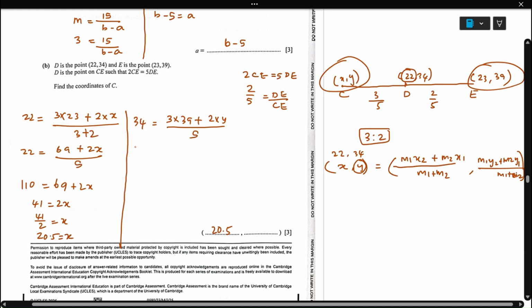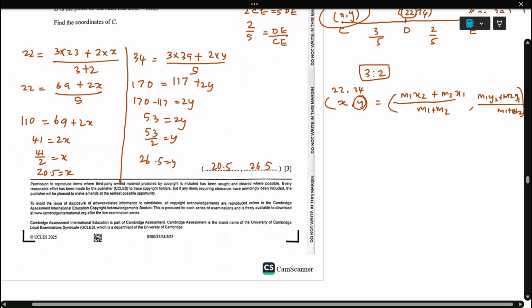So here also cross multiply, 170 equal to 117 plus 2y. So we can write 170 minus 117 equal to 2y. So 53 equal to 2y. So 53 by 2 equal to y, and 53 by 2 is 26.5 equal to y. So the answer is 26.5. That's it. This is the end of the sheet.